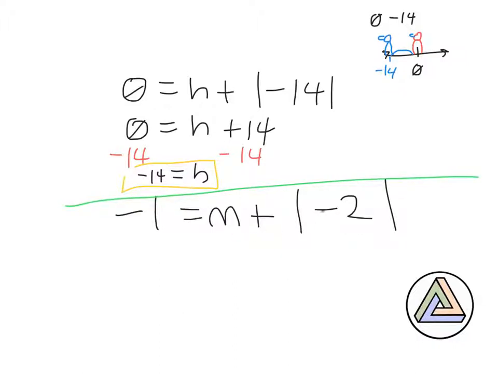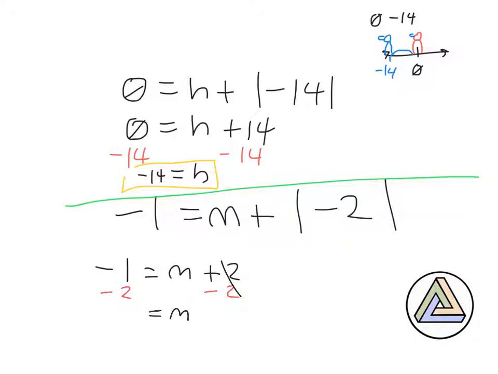So I leave it to my student at home to do this one on his own. Go ahead, pause the video, give it a shot. All right, so hopefully my student did the following. We have -1 equals m plus 2, because this absolute value is really just plus 2, right? So then we subtract 2, and you end up with m equals, that cancels, m equals, what's -1 minus 2?